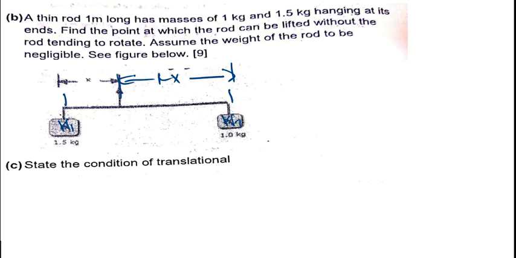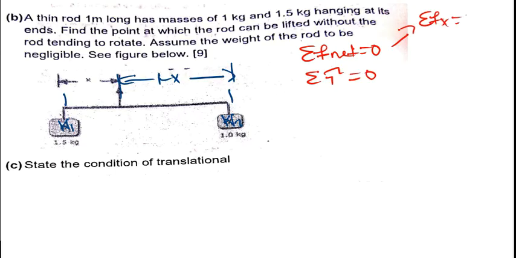Now I will keep on mentioning this whenever I make a video under static equilibrium. In static equilibrium, there are only two conditions which you have to know. The net force is 0 and the summation of all the torque is also 0. The net force we are talking about means the summation of all the forces in x direction is equal to 0 and the summation of forces in y direction is equal to 0.